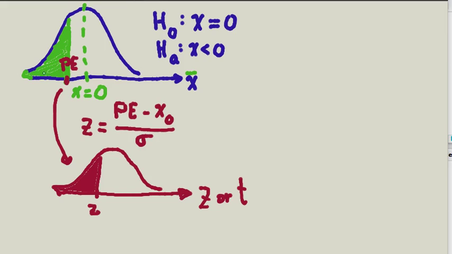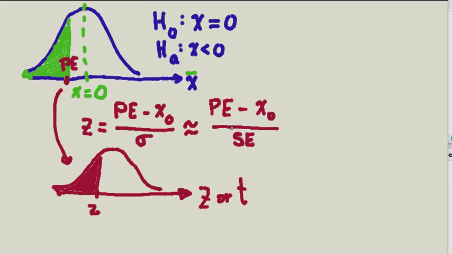Now, often we don't know what the standard deviation of that distribution is, so we have to approximate this by using the standard error, or the sample standard deviation, the standard deviation that we can approximate because of the sample that we've taken. So that's the general overview of hypothesis testing. So let's make all of that work for us right now.